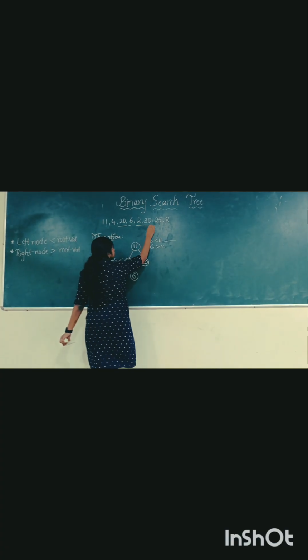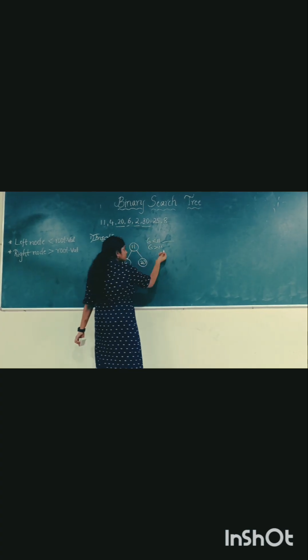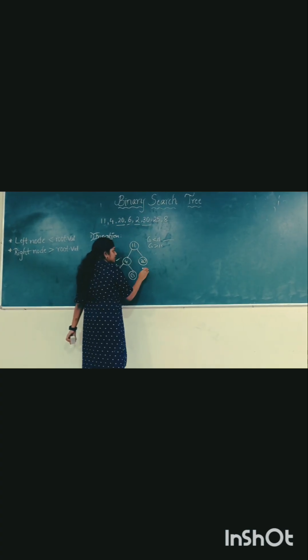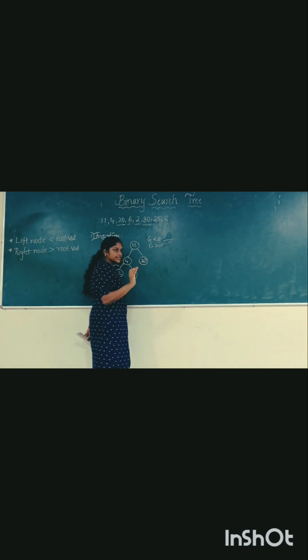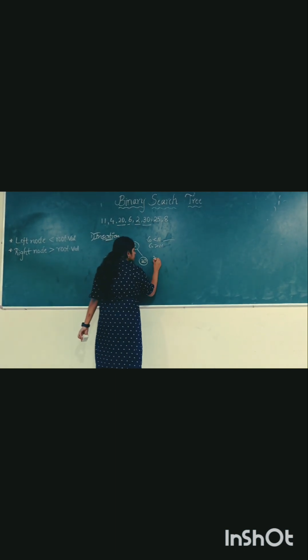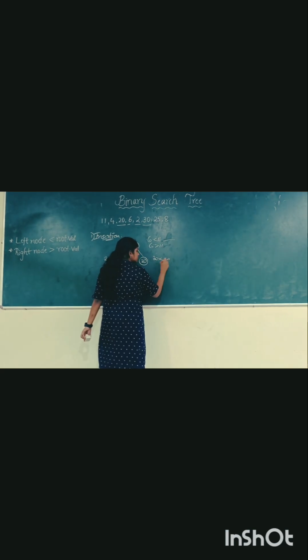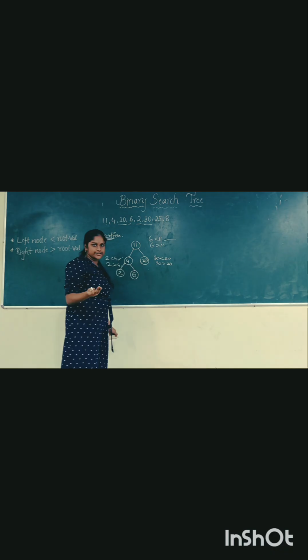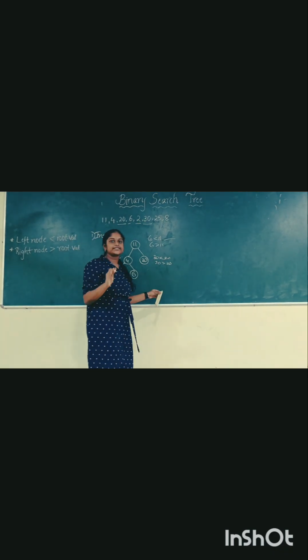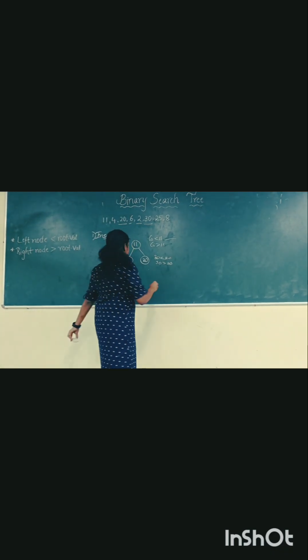And the element is 30. Like this, I want to check 30. 30 is greater than 11, right? But here there is an element called 20. So we want to check 30 with the 20 also. 30 is less than 20 or 30 is greater than 20. 30 is greater than 20, right? So we should insert 30 at the right side of the 20.